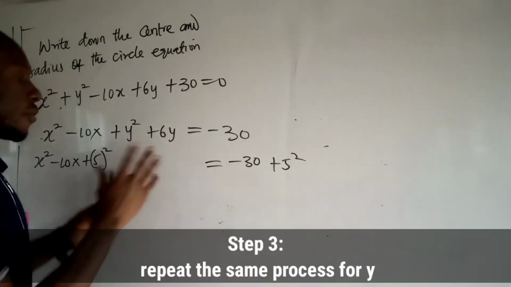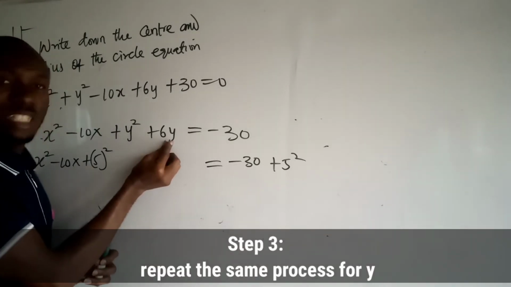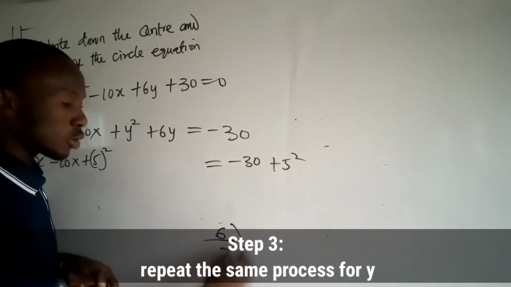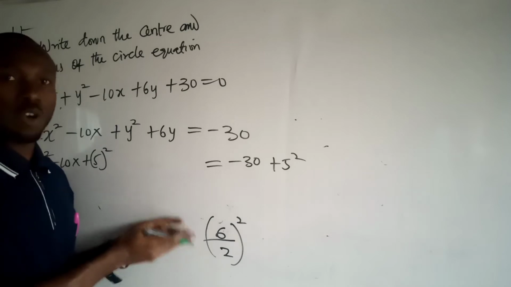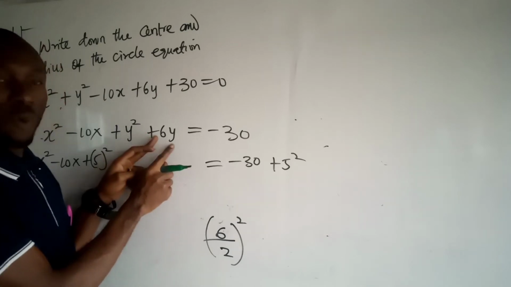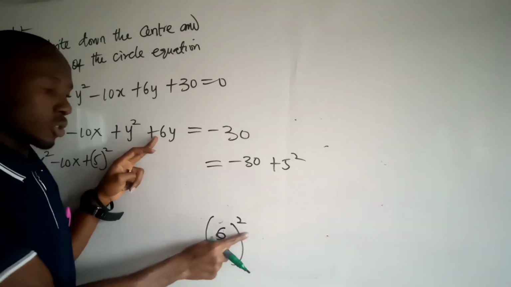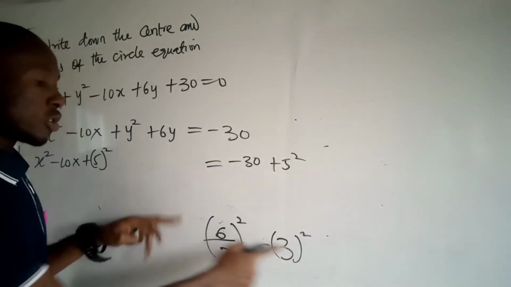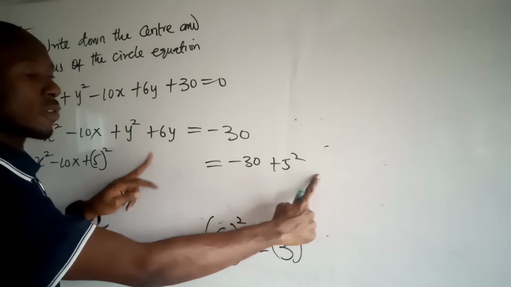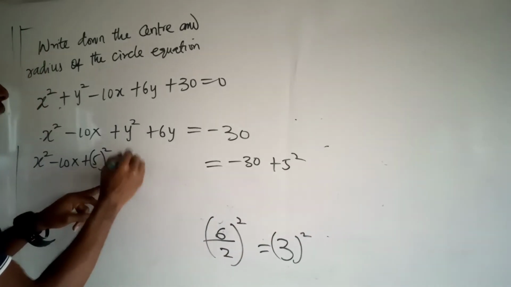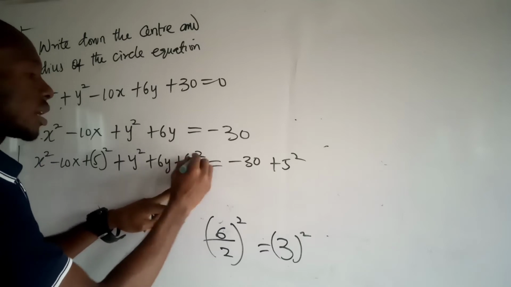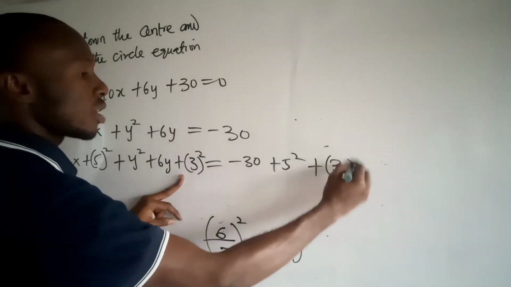To complete the square for the y, you pick the coefficient of y, which is 6, you divide by 2 and you square it. So this is the format to complete the square. You pick the coefficient of y, which is 6, you divide by 2 and you square. So this is going to become 3 squared. When you get this 3 squared, you add it to both sides of the equation. So you have now y squared plus 6y plus 3 squared, equal to minus 30 plus 5 squared plus 3 squared.